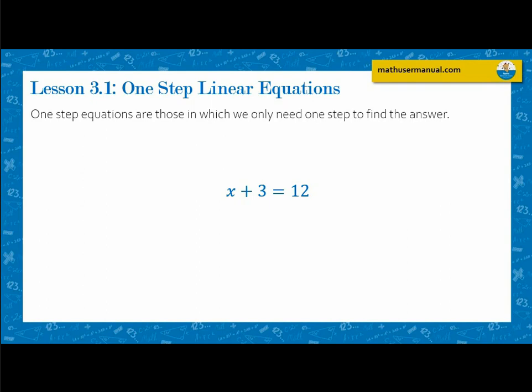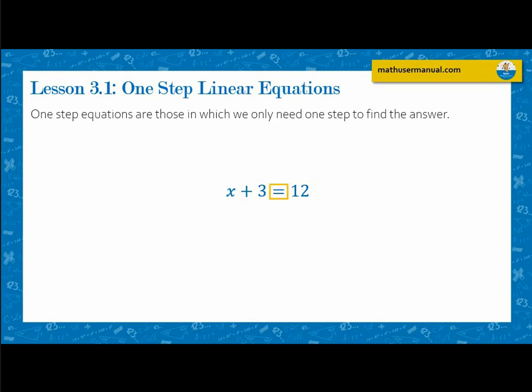Now that we know what linear equations are, we can move on to one-step linear equations. One-step linear equations, as the name says, are equations where we just need one step to solve. Like in this case, x plus 3 equals 12. But before we learn how to solve this, let's understand a little bit about the behavior of equations.